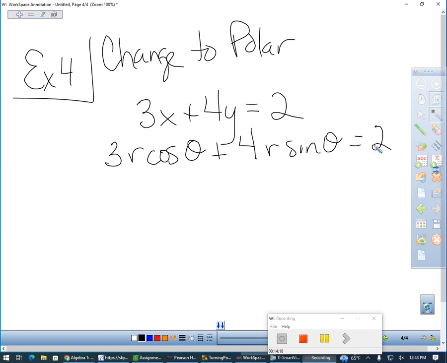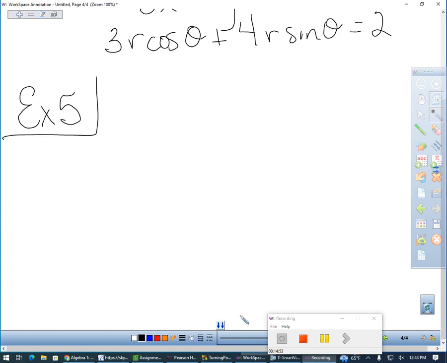Okay? So let's try one a little tougher. Example number 5. All right, for example number 5, let's do x squared plus, how about y minus 3 squared equals 1.